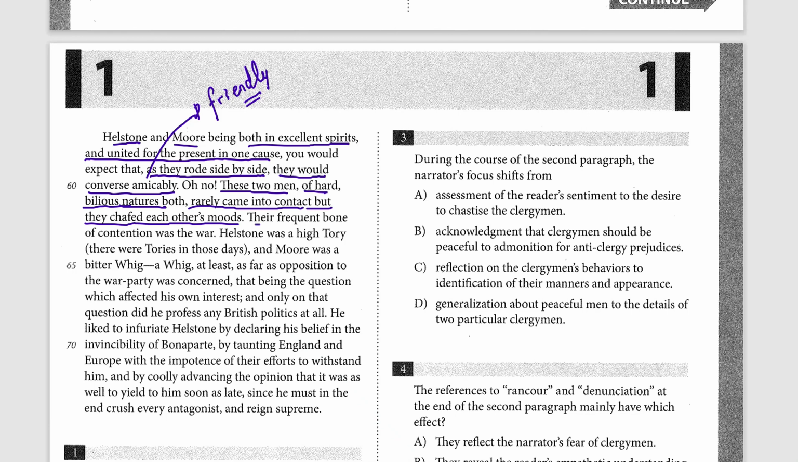يعني ايه chafed each other's moods؟ دايما they upset each other, they annoyed each other. تمام. Their frequent bone of contention. واكتبوا لي على كلمة contention. It's a very good word في ال SAT reading عموما. Contention means what? اكتبوا عليها heated disagreement. دايما عندهم صراعات مع بعض، دايما عندهم اختلاف في الرأي. خلاص كده؟ contention. افتكروها يا شباب. Their frequent bone of contention. ولما اقول bone of contention وكأنها disagreement اللي جامدة قوي ما بينهم.